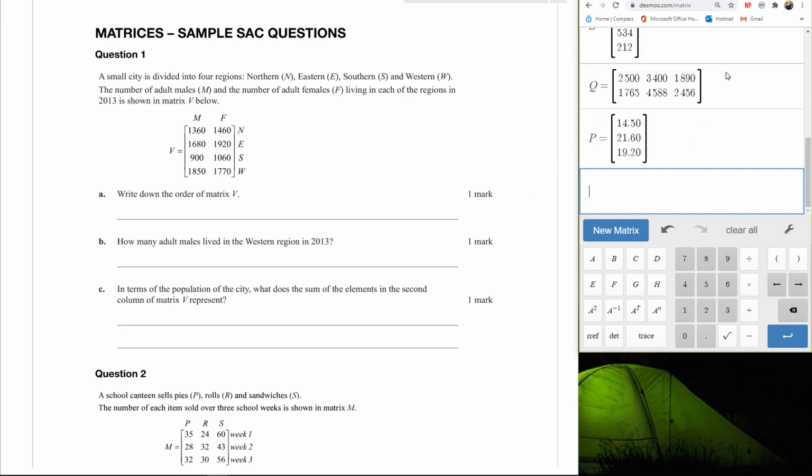So just use, if you can, your own calculator. But if you don't have that, then use the online version. It's called desmos.com/matrix. Yeah, just go into that. Really good and easy matrix calculator to use.